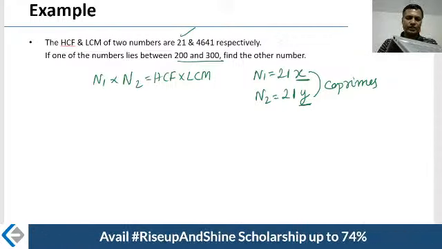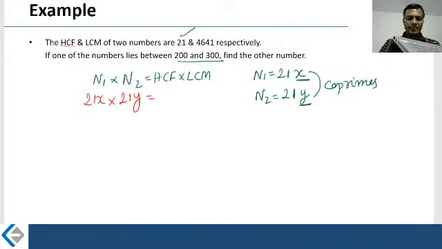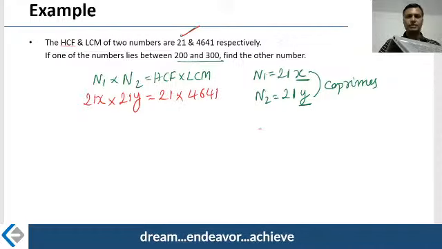Is it really useful in this question? That's a different issue, but that much you should know. Let's come back and write it. Therefore, n1 can be written as 21x, n2 can be written as 21y. The HCF of the numbers is given as 21, and the LCM of the numbers is given as 4641. Let's do the simplification.